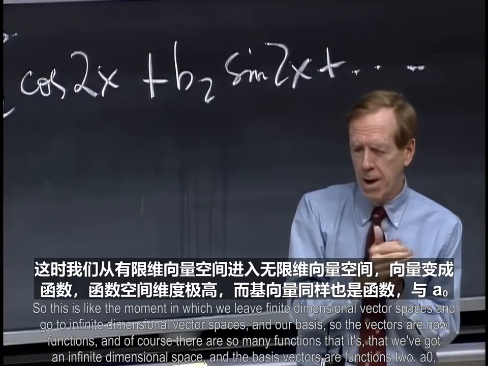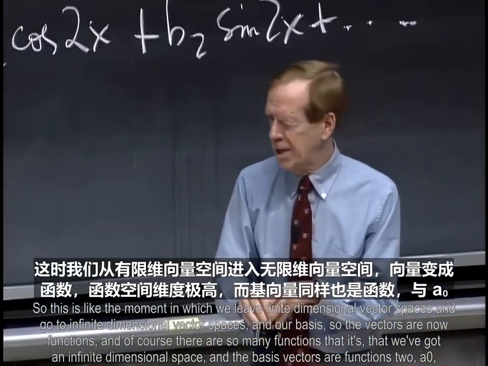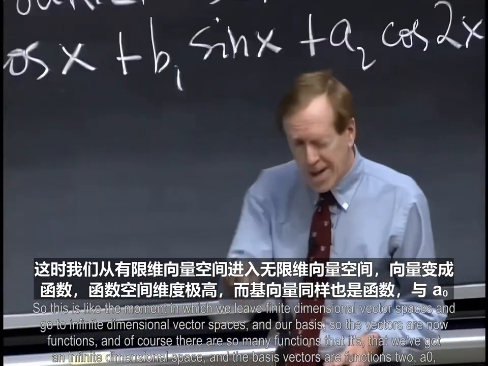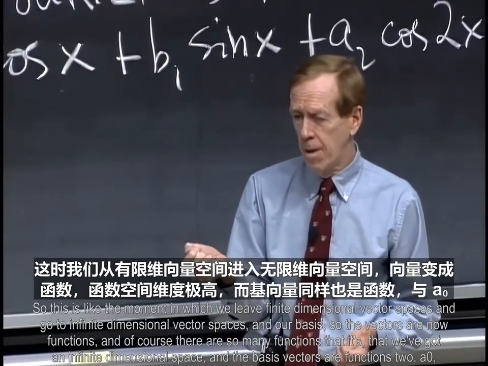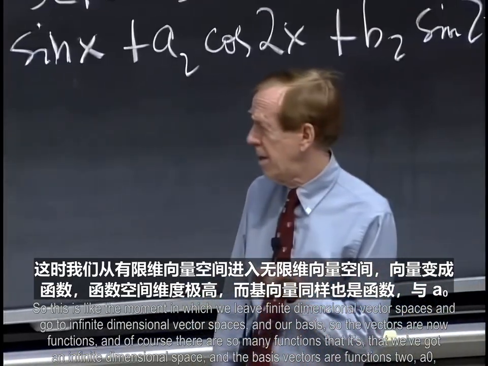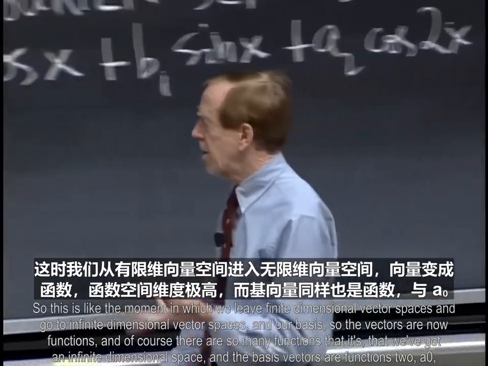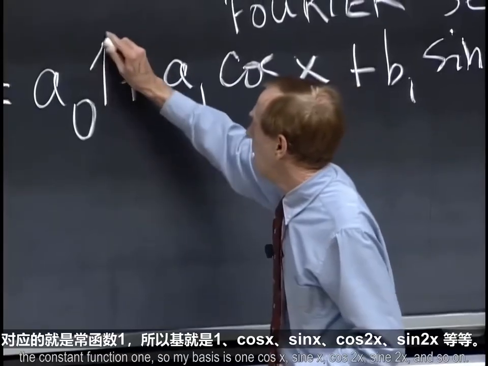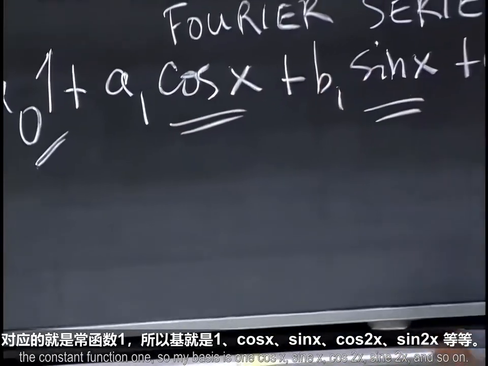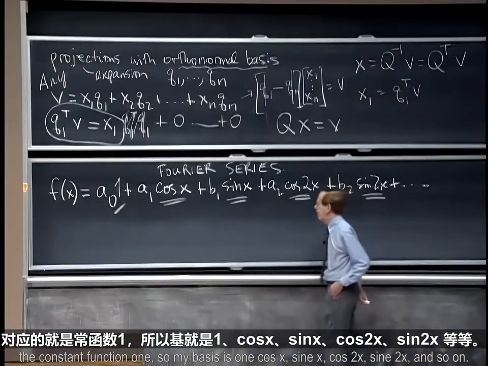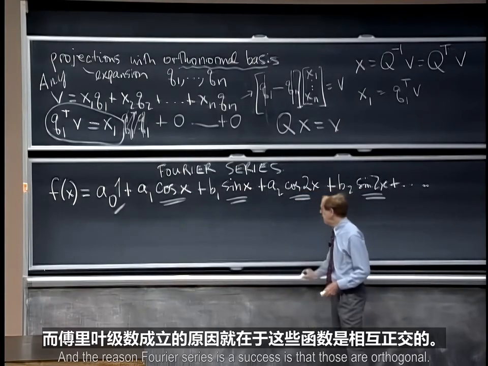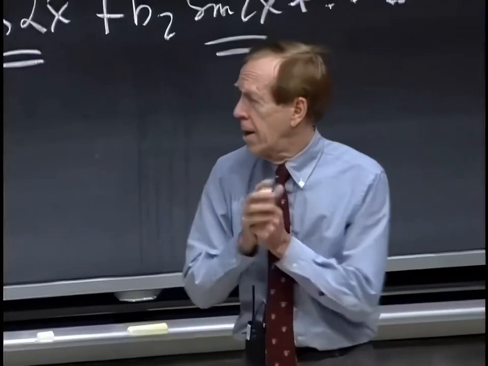So this is like the moment in which we leave finite dimensional vector spaces and go to infinite dimensional vector spaces, and our basis, so the vectors are now functions. And of course, there are so many functions that we've got an infinite dimensional space. And the basis vectors are functions too. A naught, the constant function 1. So my basis is 1, cos x, sine x, cos 2x, sine 2x, and so on. And the reason Fourier series is a success is that those are orthogonal.